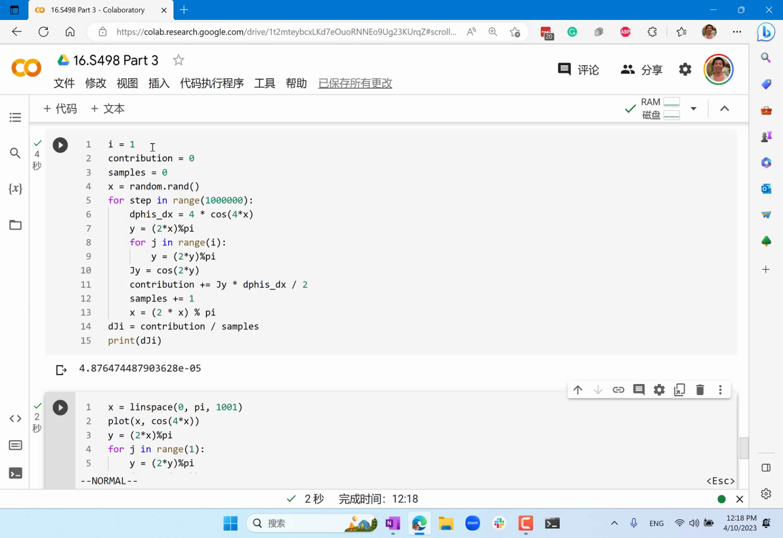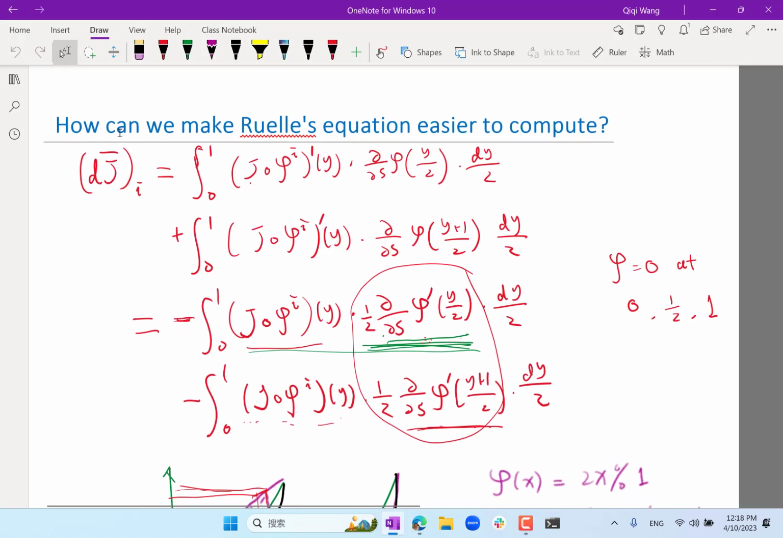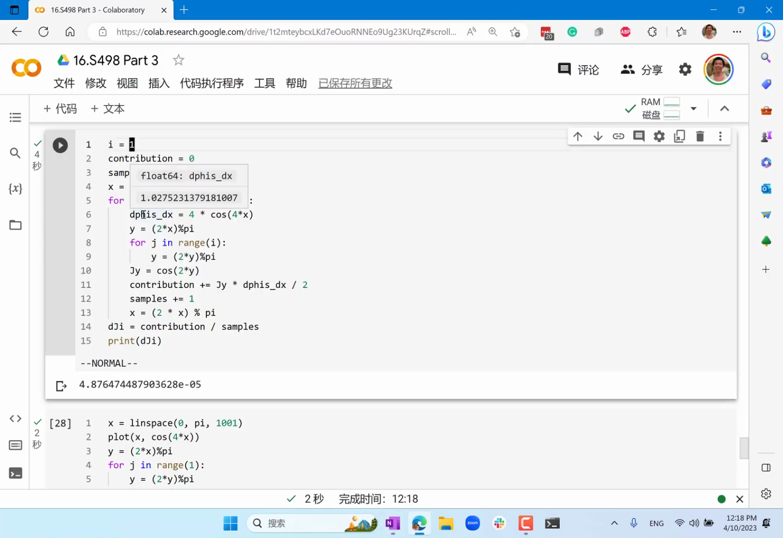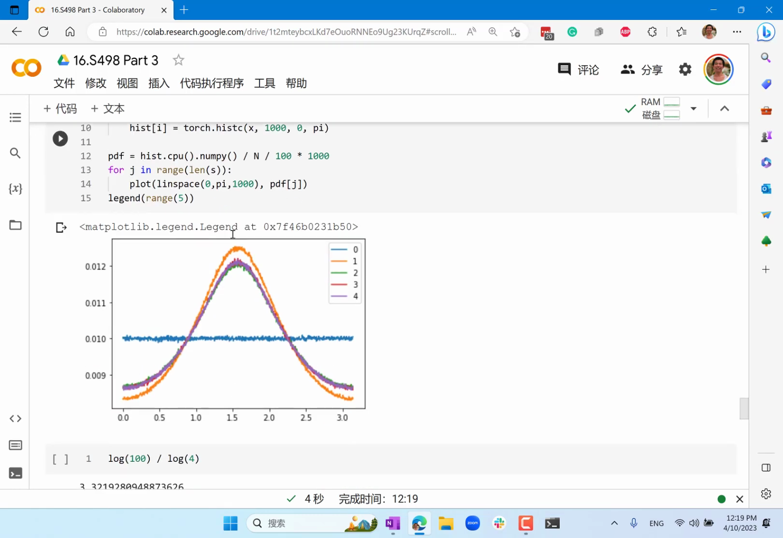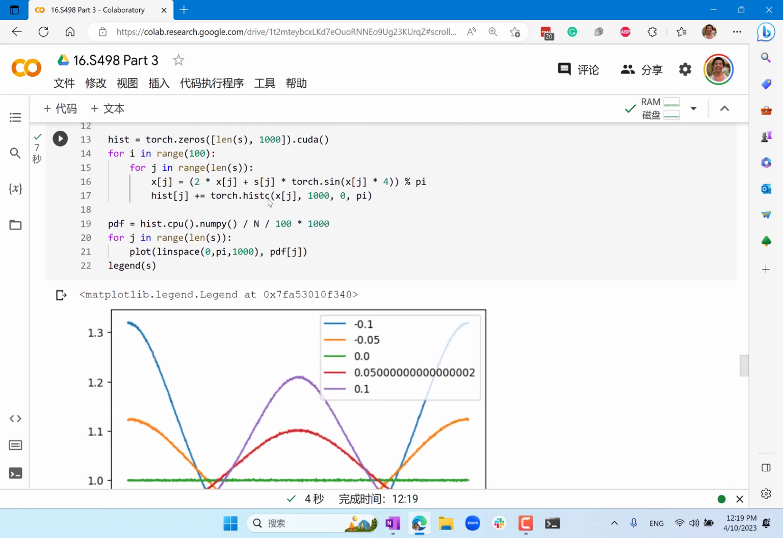Remember, the total derivative of the time-averaged quantity is the summation over all i's. So in the case of our sine 4x perturbation, i equal to 0 has a contribution that's equal to 1, right? And i equal to 1, 2, 3, etc. all have contributions that are negligible compared to that quantity. So the derivative of the objective function, if you look at the objective function being cosine, right? Let's actually compute it.